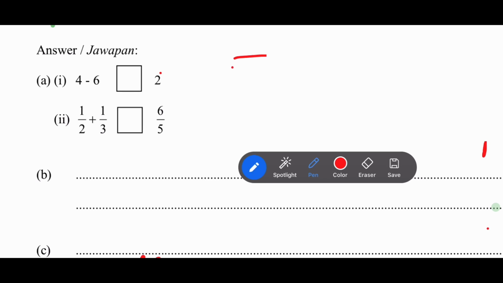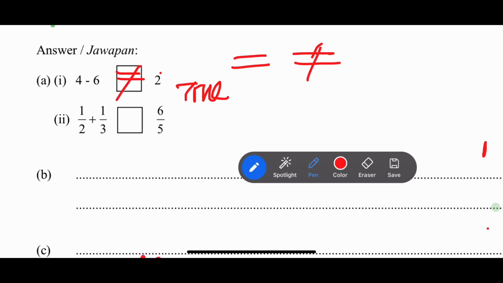So 4 minus 6 is negative 2, and then we have 2. We want to make a true statement. So negative 2 equal to 2, is it true? Negative 2 not equal to 2, is it true? Yes. So the answer is not equal. Be careful when you do this question. For number 2, 1 over 2 plus 1 over 3, 6 over 5.